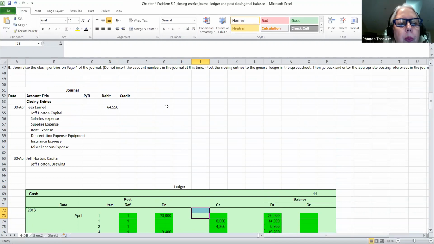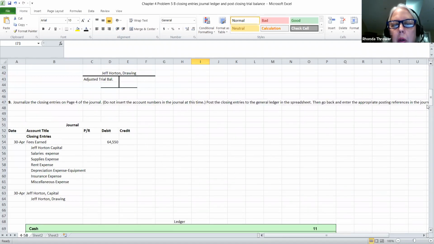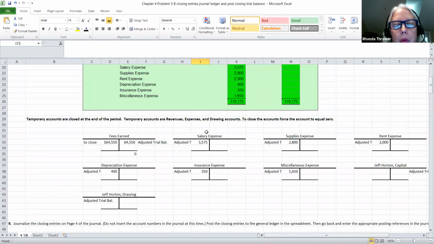And so when you post to the ledger, you're going to have to enter in the post reference, which will be the account number for the ledger. We're not ready to post yet because I haven't finished preparing my first closing entry, which is to close out your revenue accounts. And since there was one of them, I just closed it out.